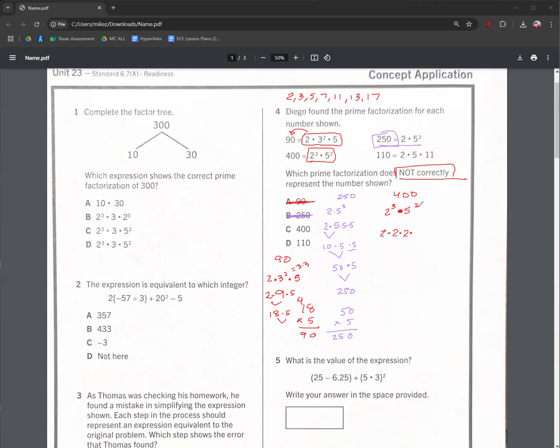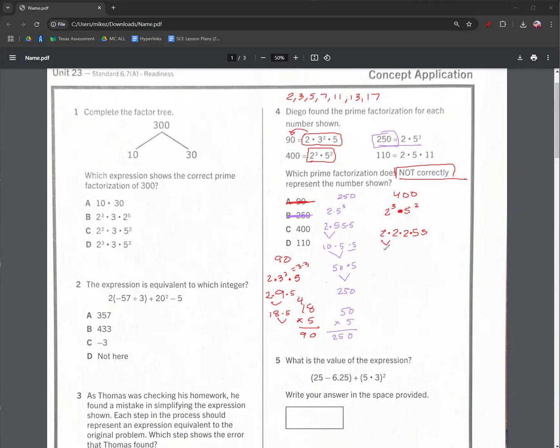And then 5 to the second power, meaning that 5 is my base, saying I have 2 5s. So I'm going to write 1 and 2. Now this is my expanded form. I just have to multiply it, right? I am working backwards from prime factorization.